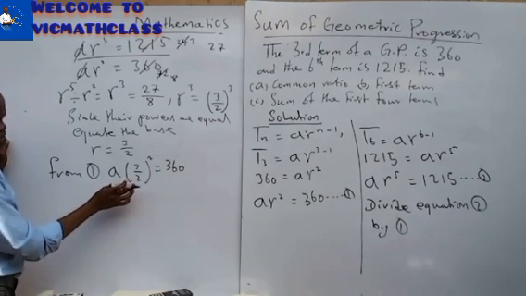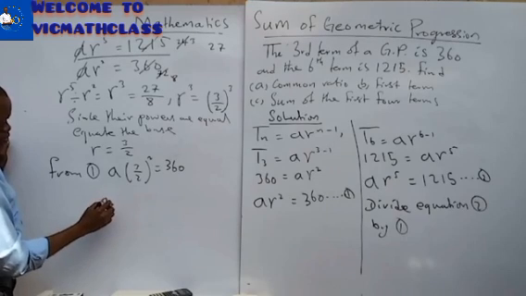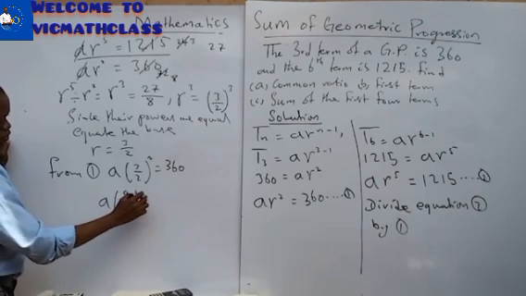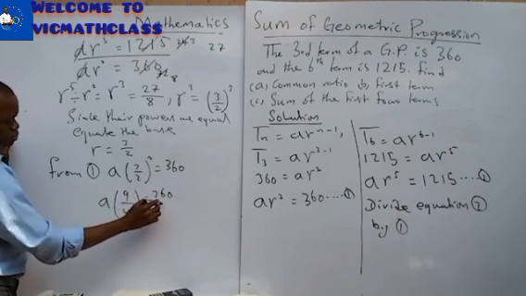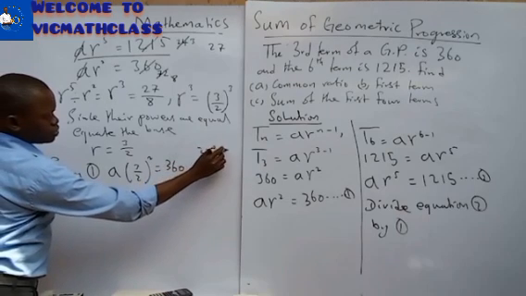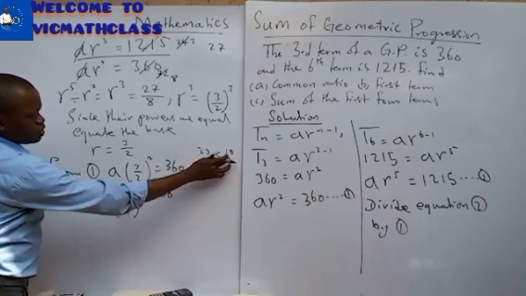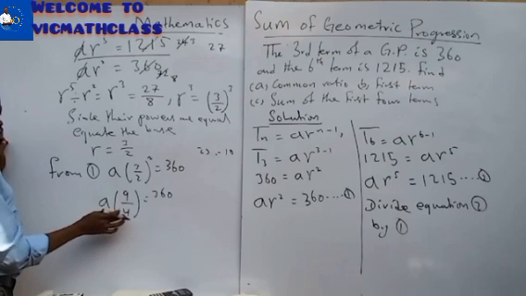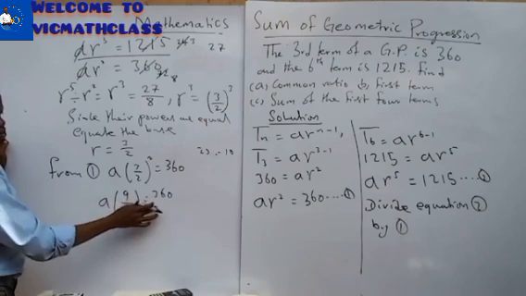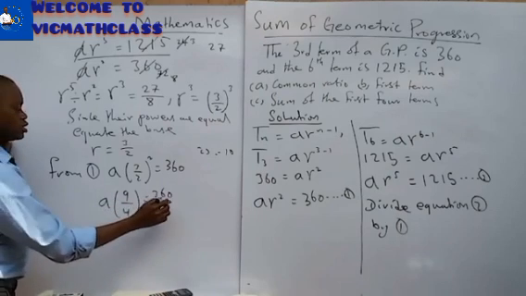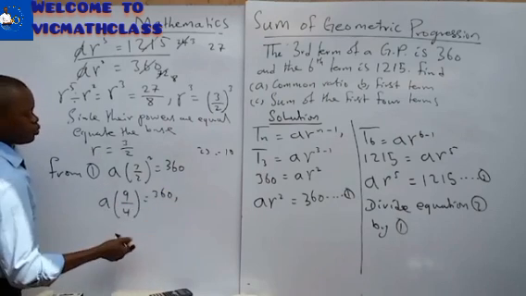First term, divide both sides by this. Let me write it again the way you will understand. 9 over 4 a equals 360. So you know when you have 2x equals 10, what you normally do is divide both sides by 2. So this is 9 over 4 a equals this. So divide both sides by 9 over 4.